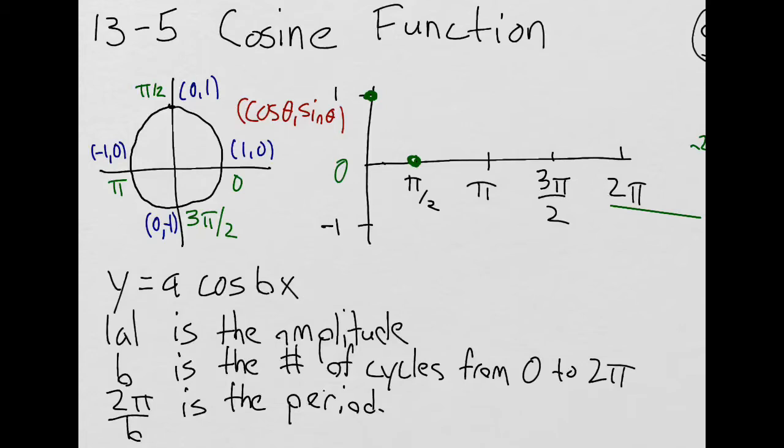And now we're going to be at pi. At pi, we are at -1. So I'll plot that down there. All right, -1. 3 pi over 2, back to 0 again. And back at 2 pi, once again we are at 1.